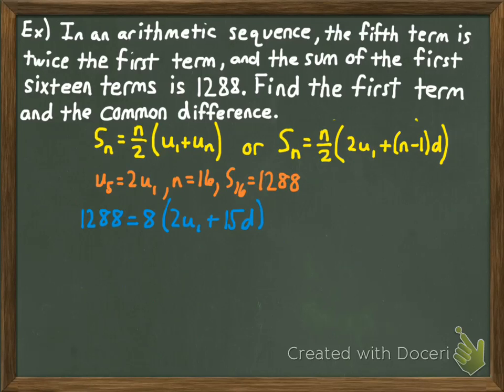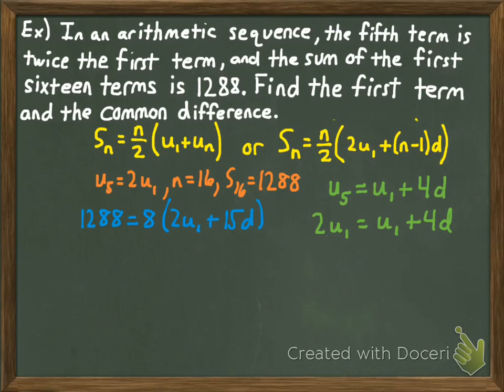Now this is where the other piece of information that we haven't used is going to come into play. We know that u sub 5 equals twice u sub 1. How does that help? Watch. Just knowing what you know about arithmetic sequences, you know that the 5th term in an arithmetic sequence is equal to the first term plus 4 common differences, don't you? So if the 5th term then is twice the first term, I can take that equation and I can make it 2 times the first term equals the first term plus 4d.